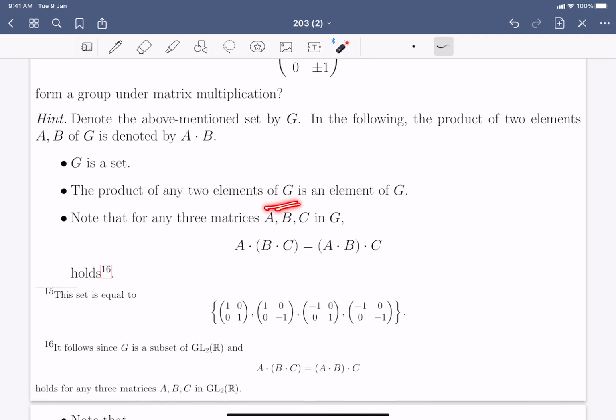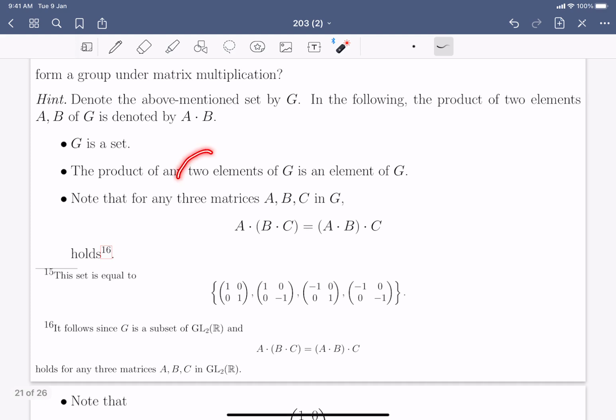Now the product of any 2 elements of G is an element of G. This is easy to see. And here note that 2 does not mean 2 distinct. This is an important thing to verify. And note that for any 3 matrices A, B, C inside G, we have this condition, namely this associativity property holds, because this already holds inside GL2R. So this is a smaller set than GL2R, so this will be automatic.